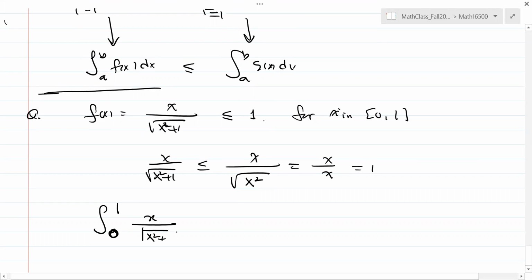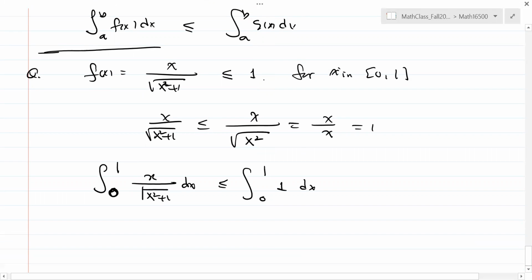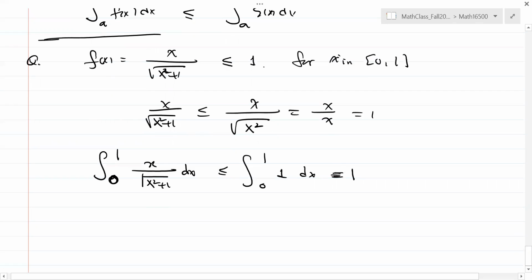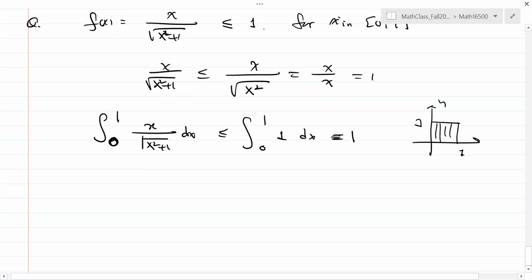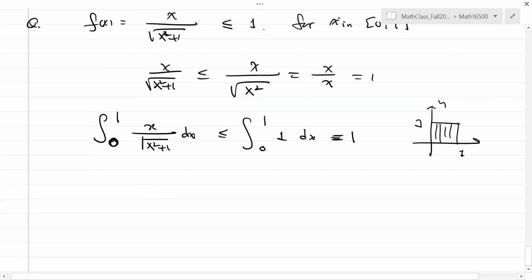inequality, it's less than the integral from 0 to 1 of dx. Okay? Now the integral from 0 to 1 of 1 is just the area of the square. Because if you have a constant function, then you can easily find the area, right? So you get an upper bound. That's very useful for you to estimate the integral. If you have an upper bound for the function, then you get an upper bound for the integral.